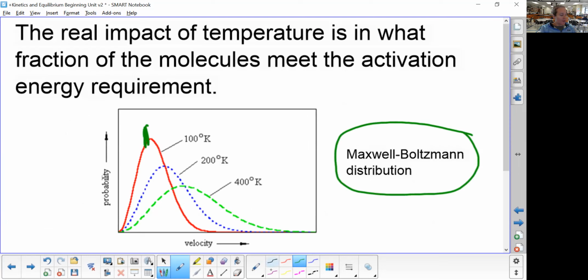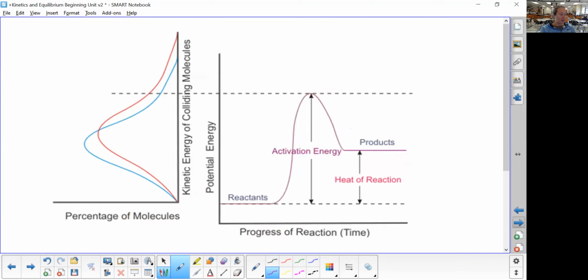But if the activation energy, let's say for a certain reaction here, was at this point, the red one essentially has very few molecules that meet it. The blue one, you have a larger area, and the green one, way more. So that's what this is, plotted against an energy diagram here.